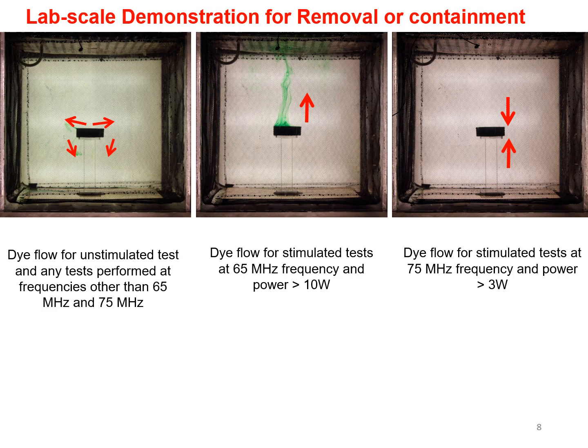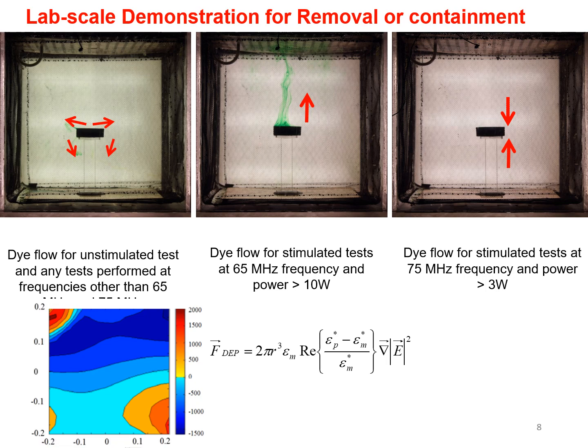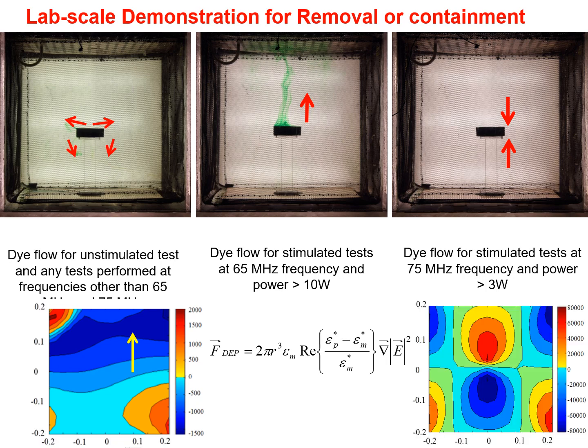And the reason the 65 and 75 megahertz cases are so different is because the electric field pattern was different, hence the electrophoretic force pattern was different. The pattern for 65 megahertz creates an upward dielectrophoretic force, and the pattern for 75 megahertz creates a force that's toward the center.